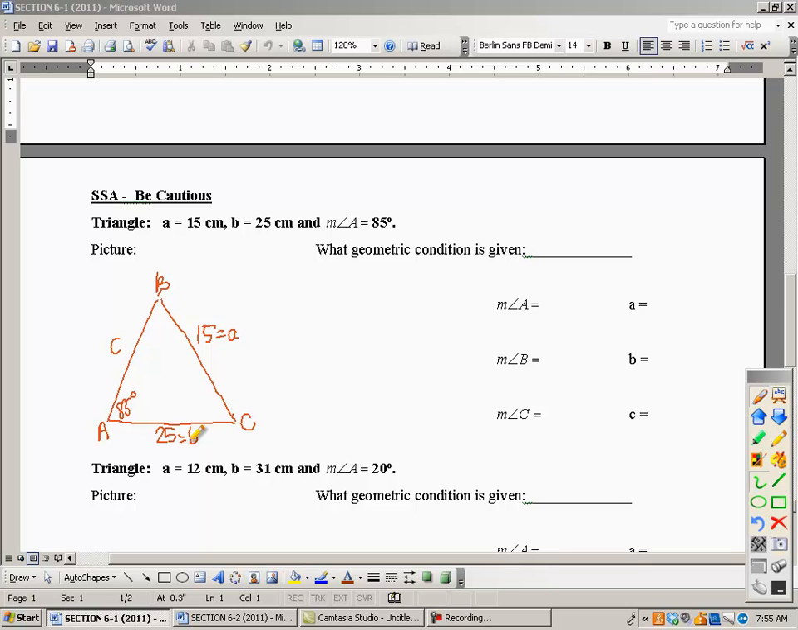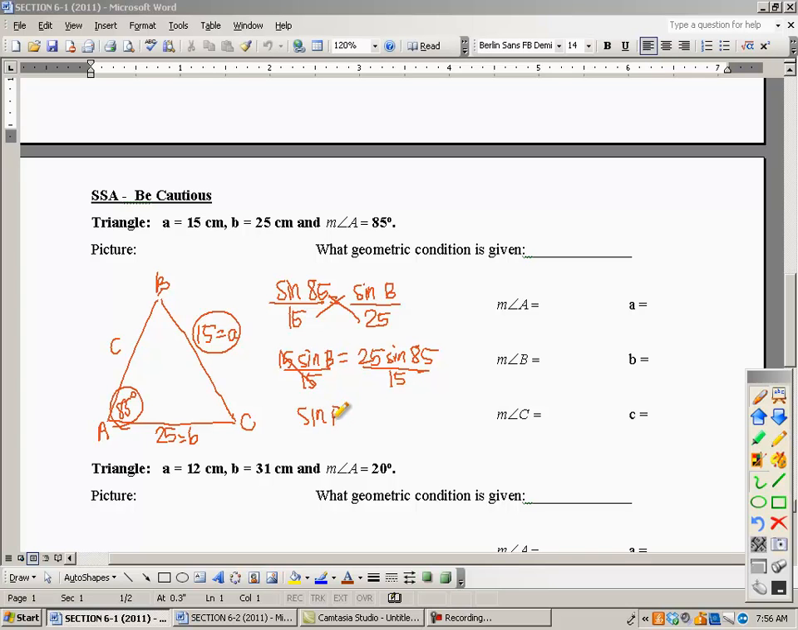Okay, well, we have this corresponding angle inside, so let's start there and try to find angle B. All right, so the sine of 85 over 15 equals the sine of B over 25. All right, if I cross multiply, 15 times the sine of B equals 25 times the sine of 85. And I divide by 15. The sine of B equals 1.66.